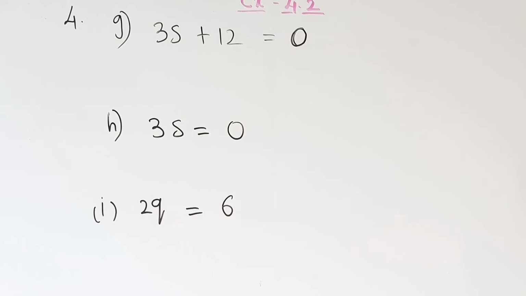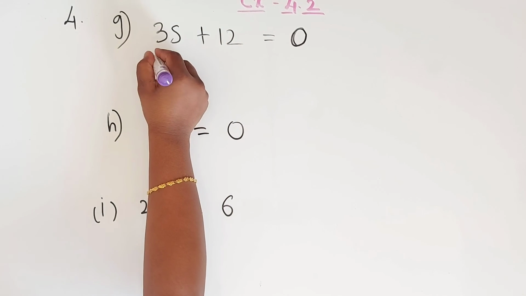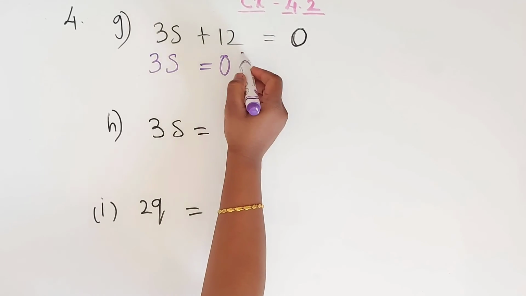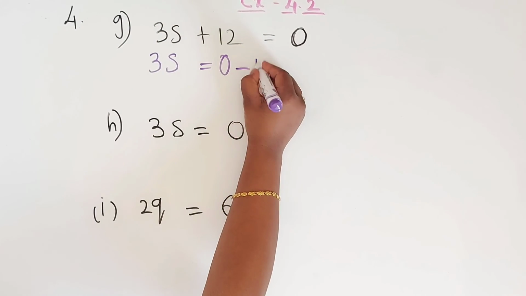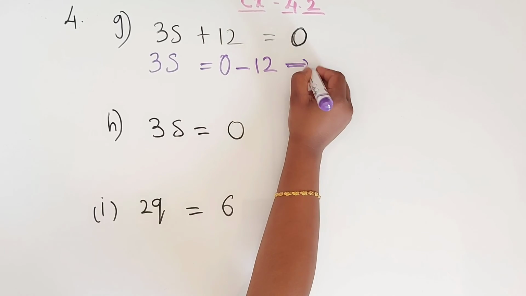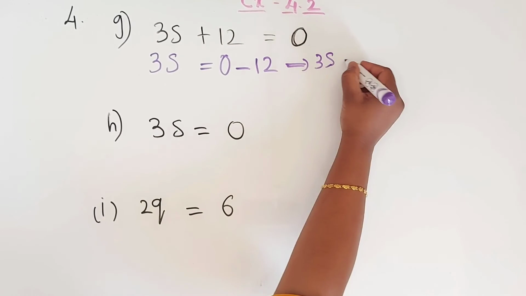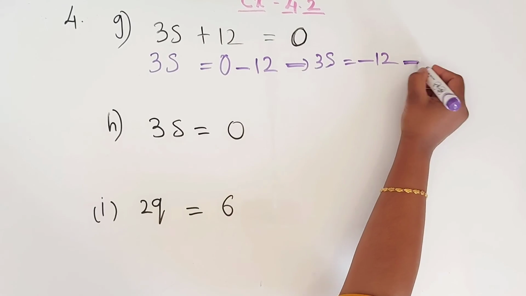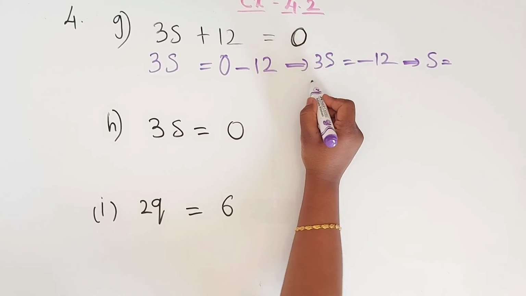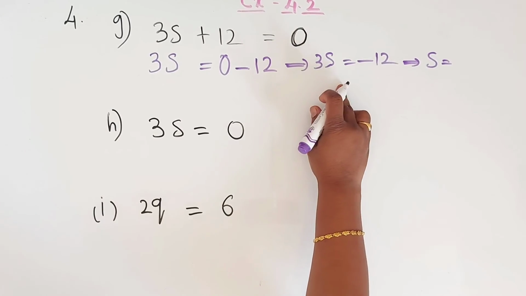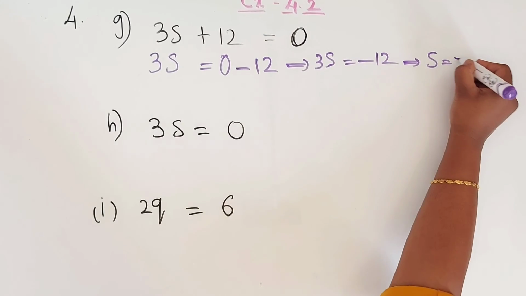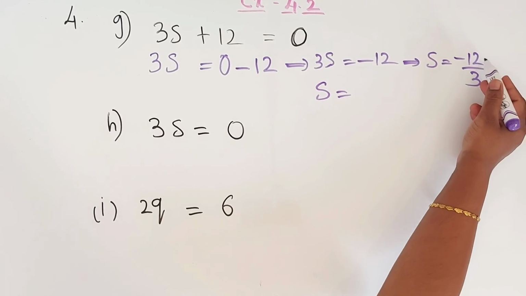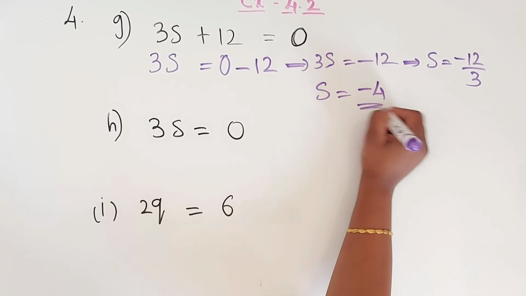Question G, children. 3s plus 12 equal to 0. Now keep 3s on the left hand side. 0 already there. Send this positive 12 to the right hand side. It will be negative 12. 0 minus 12. Therefore 3s equal to 0 minus 12, minus 12. Now we want s only. Right, children? S equal to, send this 3 to the right hand side. 3 is multiplying here. If you are sending to the right hand side, it will divide. Minus 12 by 3. S equal to, 3 4s are 12, right? Minus already there. Minus 4.